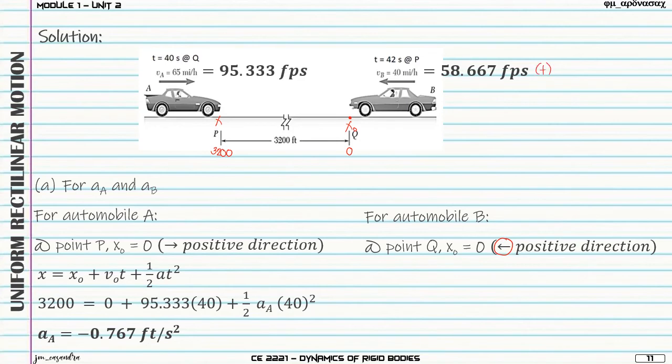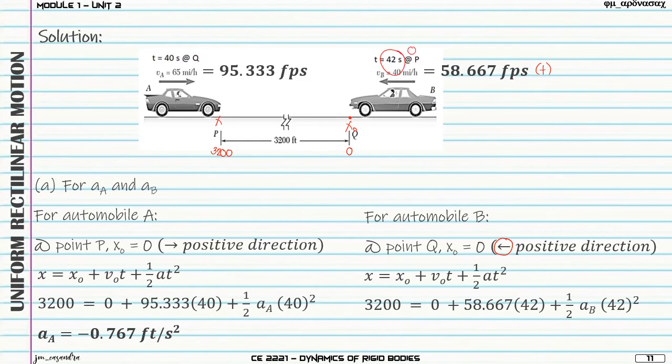In that case, we will use again the equation x is equal to x sub O plus V sub O t plus 1/2 a t squared. So substituting our values, that will now be 3,200 is equal to 0 plus 58.667 times 42 plus 1/2 a sub B times 42 squared, as it would take 42 seconds to travel from Q to P. And in that case, a sub B now is equal to positive 0.843 feet per second squared. So positive here means it is moving in our positive direction, which is to the left.